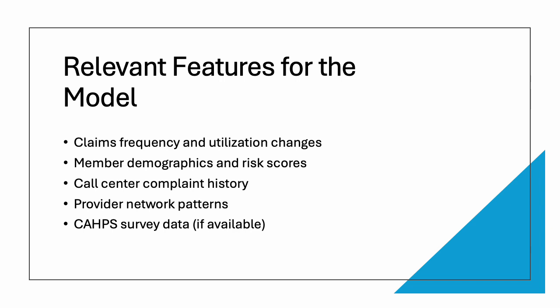Some key features the model will use include changes in claims frequency or service use, risk scores and demographic details, call center complaint logs, network usage trends, and potentially CAHPS data, which stands for Consumer Assessment of Healthcare Providers and Systems, if available. These features give a 360-degree view of member behavior and experience.